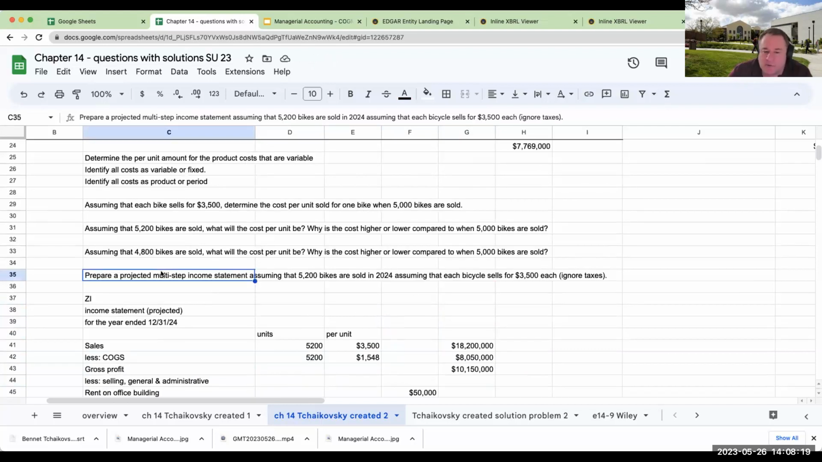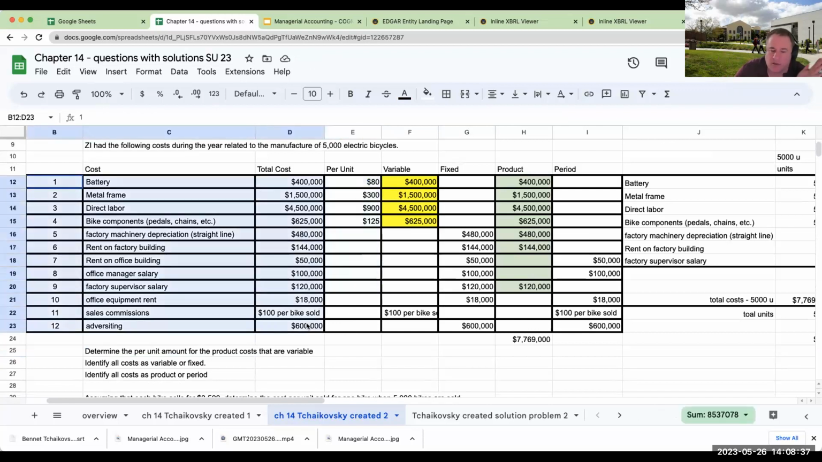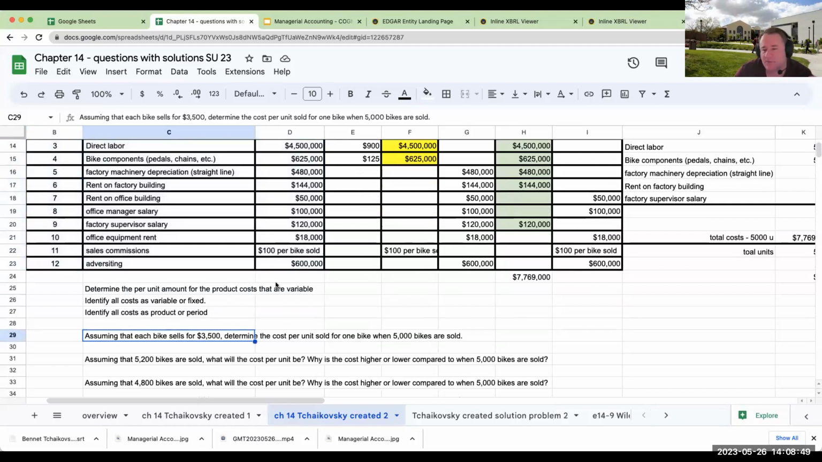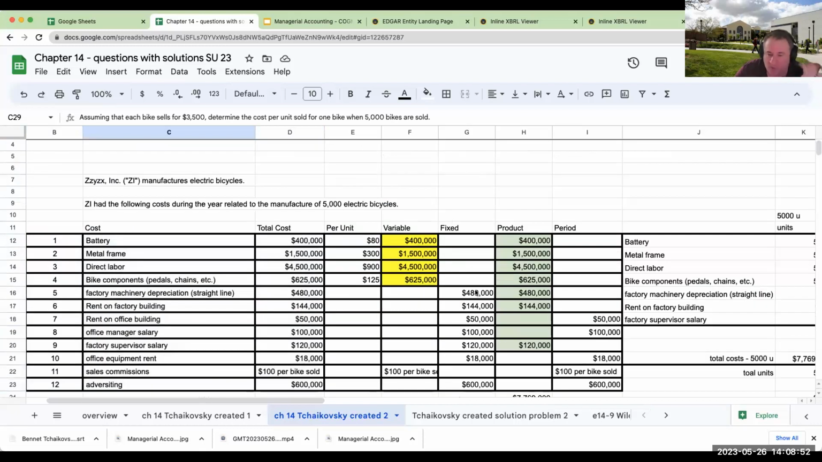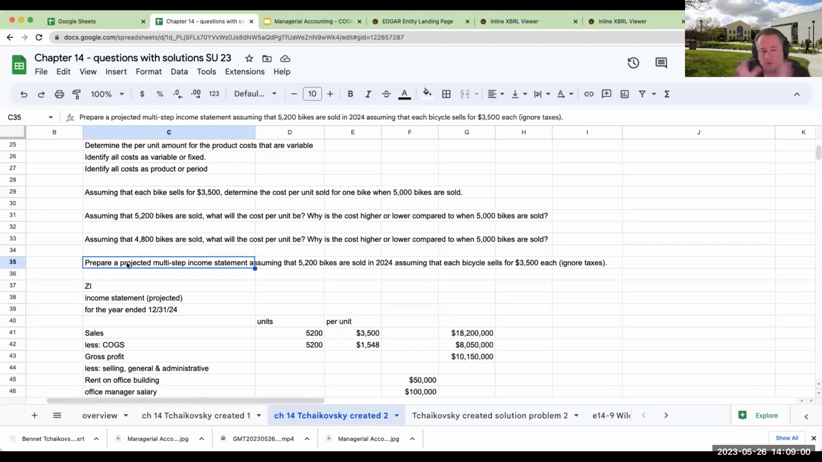So this is how we go through and do this part of it. If you're taking my managerial accounting class, you will see a question extremely similar to this on your exam. I'm going to give you information, and I'm going to ask you either to classify it as product or period, and ask what the cost per unit is at these different production levels. So you'll have to know variable versus fixed, product versus period. Then I'm going to ask you to prepare a multi-step income statement: sales minus cost of goods sold is gross profit, less SG&A. That's what you're going to see on an exam if you're taking my managerial accounting class.